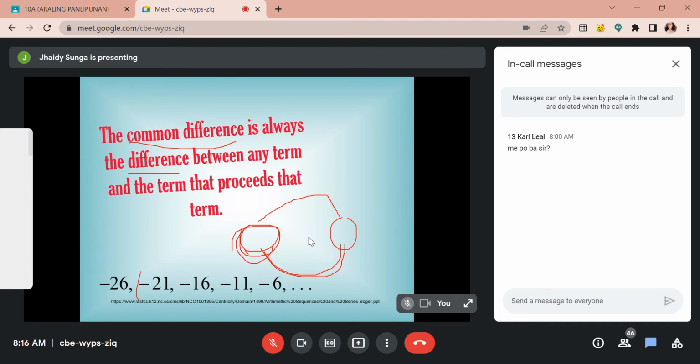So if we have this negative 21, in order for us to find the common difference, we should have at least this previous term and the following term, or the term that proceeds after this term, no? So in order for us to find the difference, all right, the common difference for this one, what would it be? What would be the common difference of this sequence?